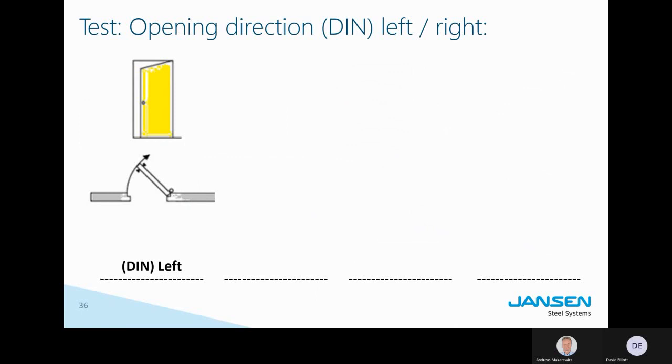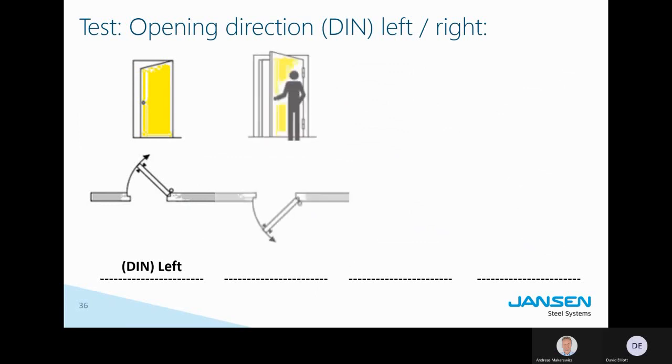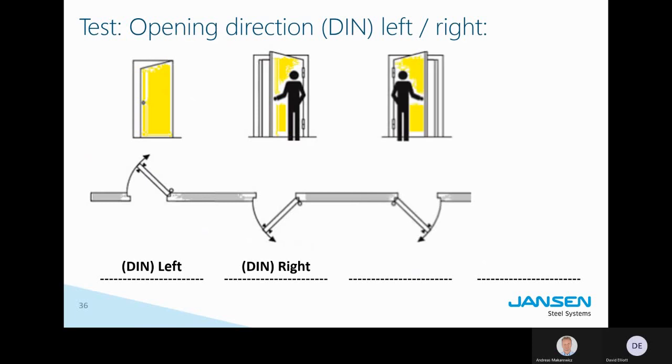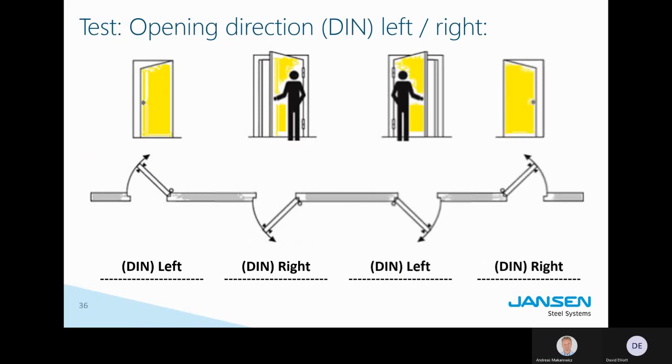Now you have to just change your perspective a little bit and pull the door towards yourself. So this will be a single leaf left opening. This will be a right opening door. This will be a left direction again. So it always depends on your perspective, on your standing point.